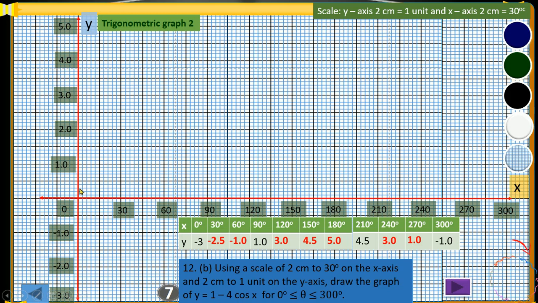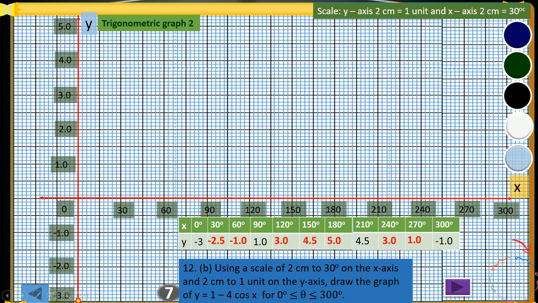And then we have 10 small squares, meaning each small square is 0.1. So every small square will give us 0.1. Then we're going to start plotting. When x is equal to 0, y is minus 3. X is 0 at this point, y is minus 3 at this point. So we plot the point there.